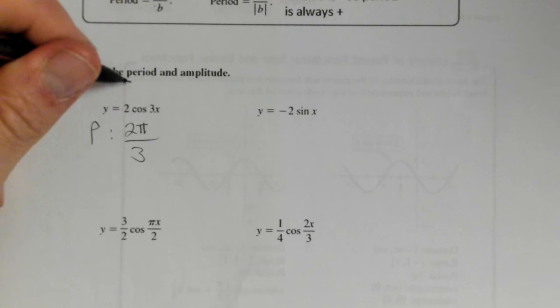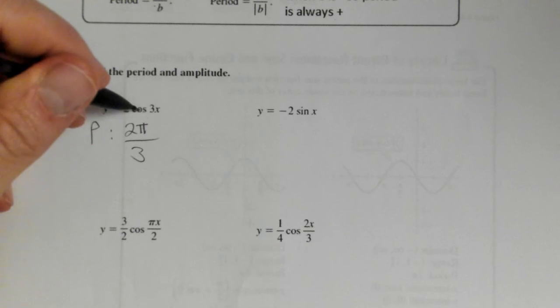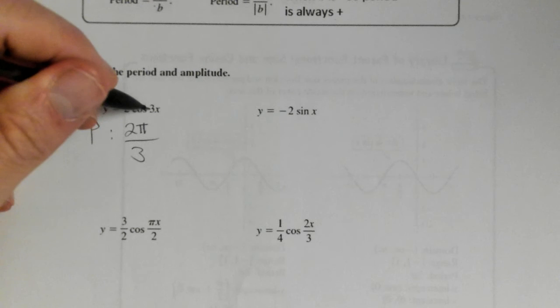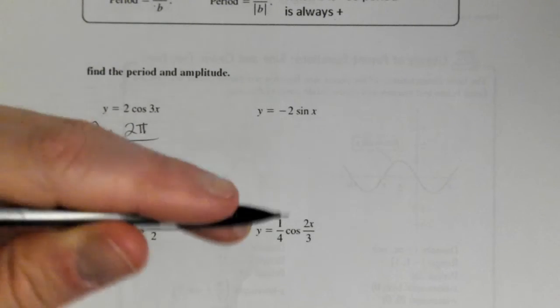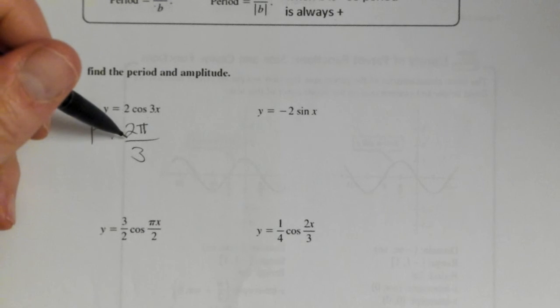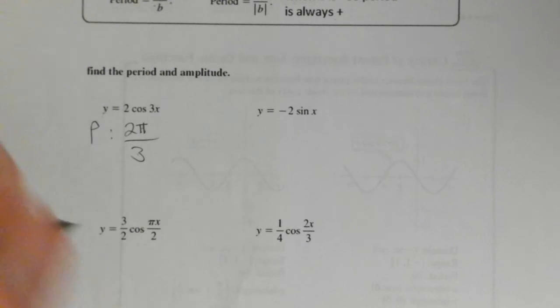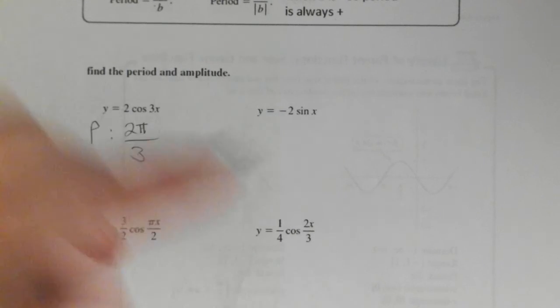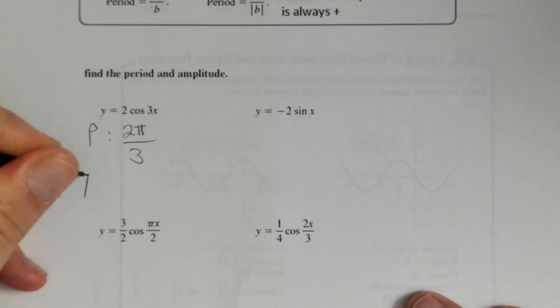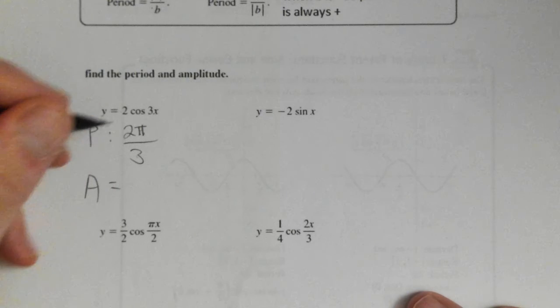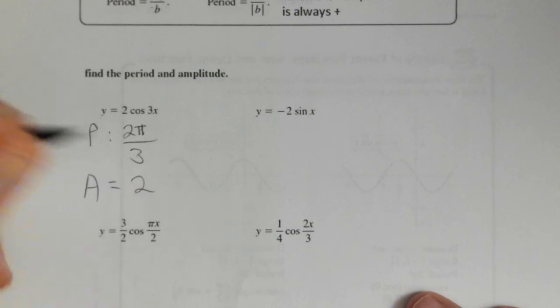So that would be the period for this one, 2 pi over 3. So instead of completing in 2 pi like the cosine of x does, it completes its full cycle, the full curve, at 2 pi over 3. All right, so it finishes in a third of the time, right, because you're multiplying this by 3. Now the amplitude is going to be the absolute value of a, which is 2.